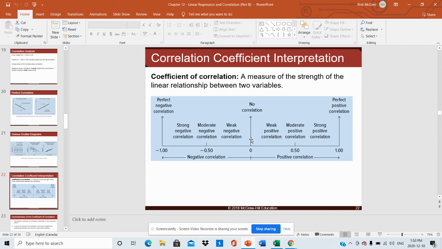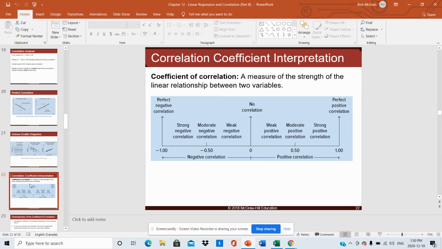And the negative side is a mirror image of the positive side. It just indicates that we've got an inverse relationship, so our correlation's negative. But same thing, negative 0.25, weak negative correlation, negative 0.5, moderate negative correlation, negative 0.75, strong negative correlation, and the closer we get to -1, the stronger that negative correlation is. So that's a great slide for you to go to interpret the results that you get.